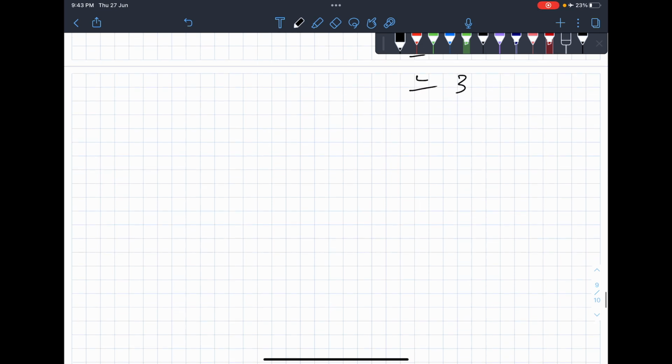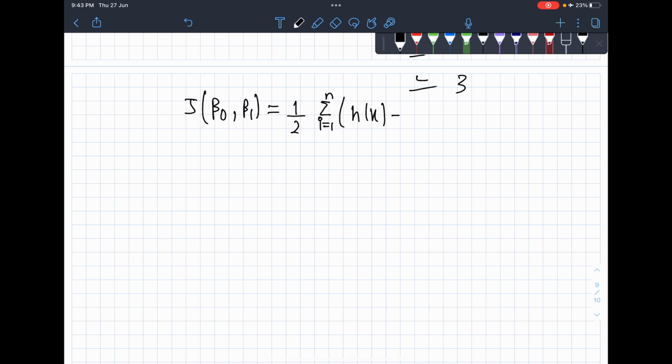Now what we are doing is defining a function J, which is nothing but our MSE. Beta 0 and beta 1 are our parameters that we will pass. This is our cost function, taken over n samples. Then we use h of x, which is the hypothesis function, minus y with superscript i.